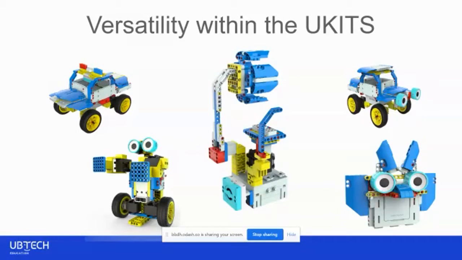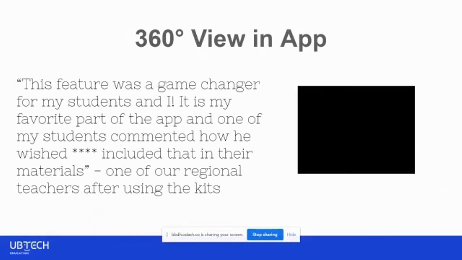Versatility within these is one of the things my teachers have loved. There are three different kits right now: beginner, intermediate, and advanced. And there are between 12 and 15 builds that right away kids can hop on, teachers can hop on, and build. But then, as I mentioned before, they can take them apart, build something new, rebuild the same thing, or make their own.